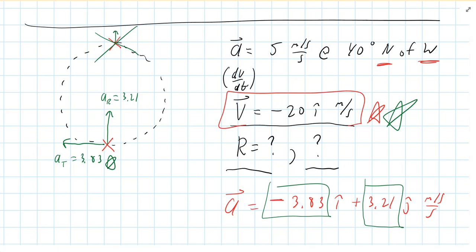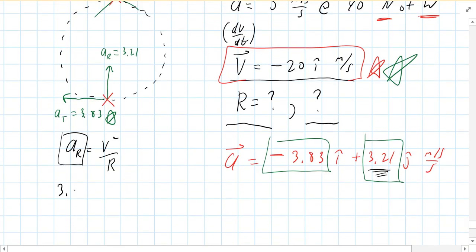Now, what about the radius of the path? Well, I'm going to use my radial acceleration equation. a_r is v squared over r. A common mistake that students make is they'll put a 5 in for radial acceleration, but that's not the radial acceleration. The radial acceleration is only 3.21. So if I substitute, 3.21 equals v squared, which is 20 squared, divided by the radius. You're going to do 400 divided by 3.21, and you get a radius of approximately 125 meters.